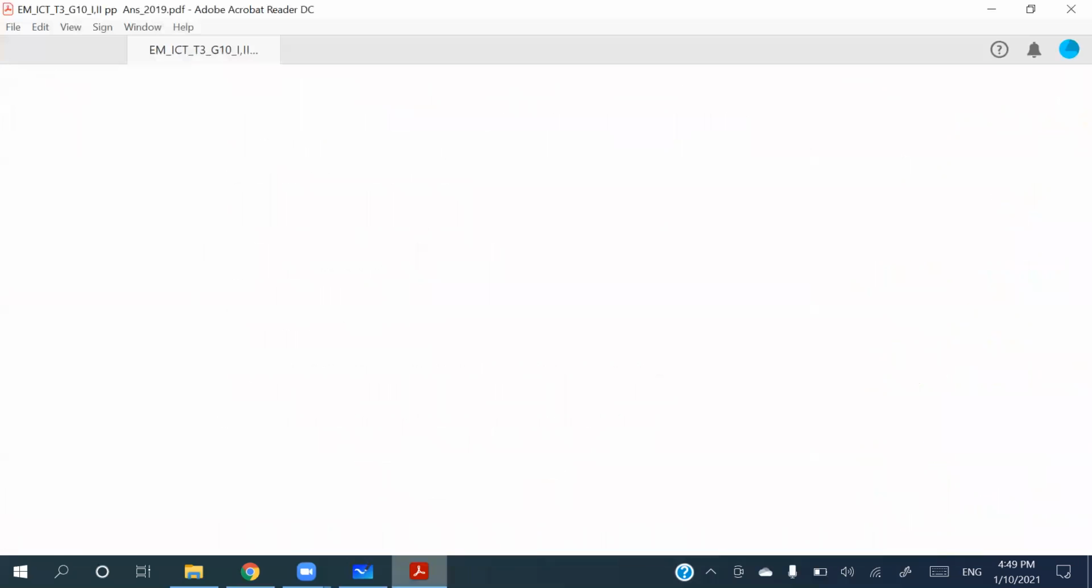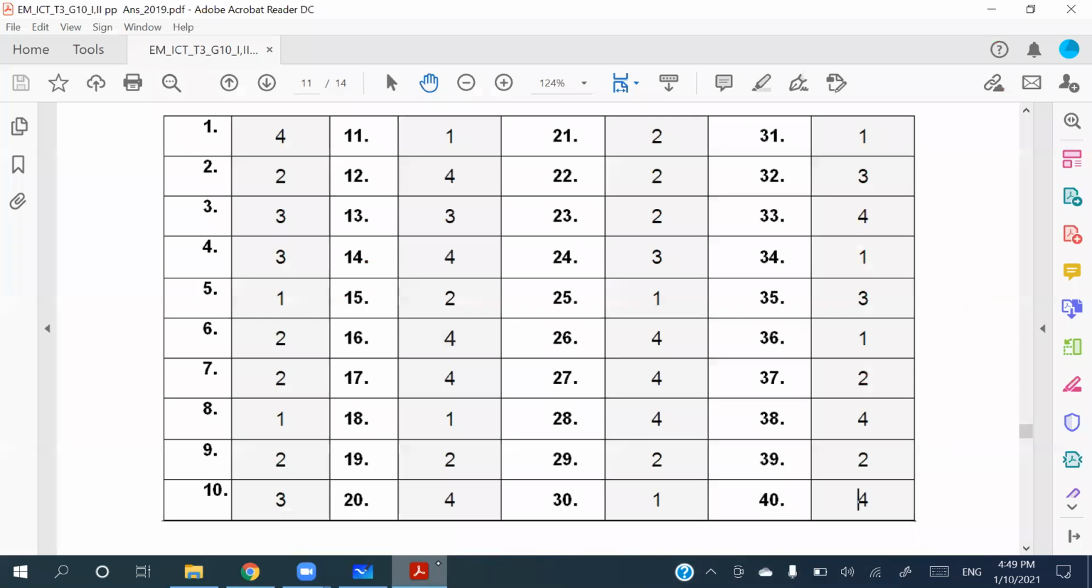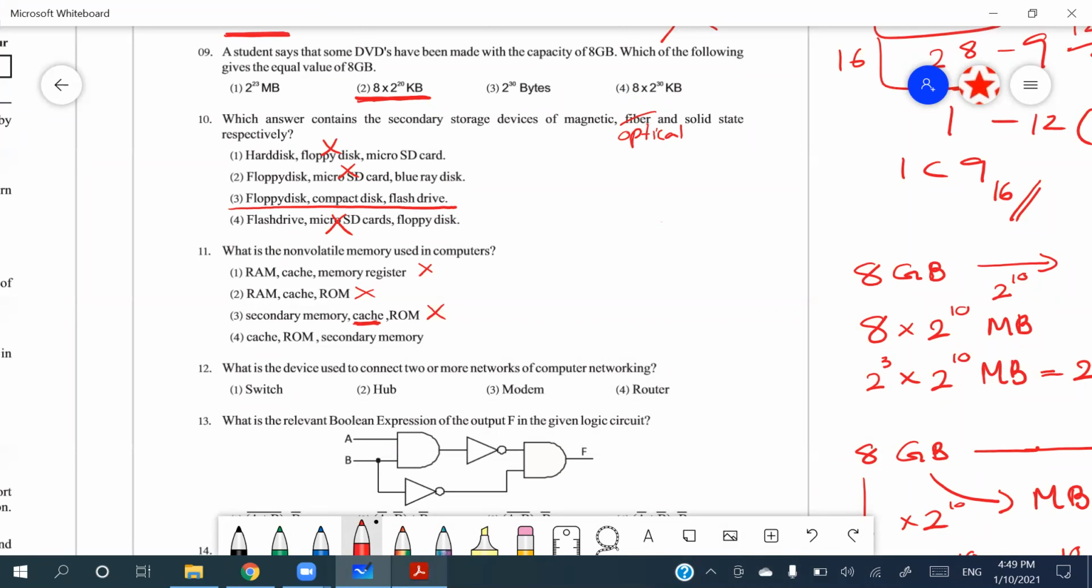Yeah, what was the answer that they were suggesting for the 11th? They say it's 1.